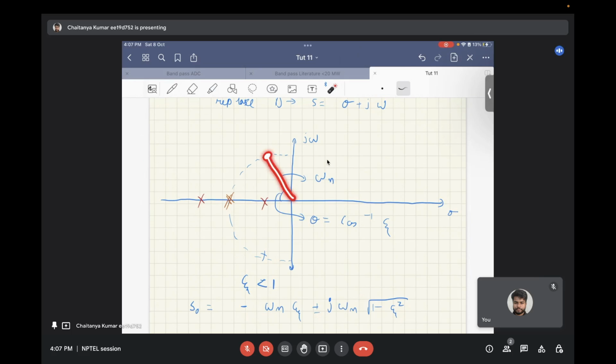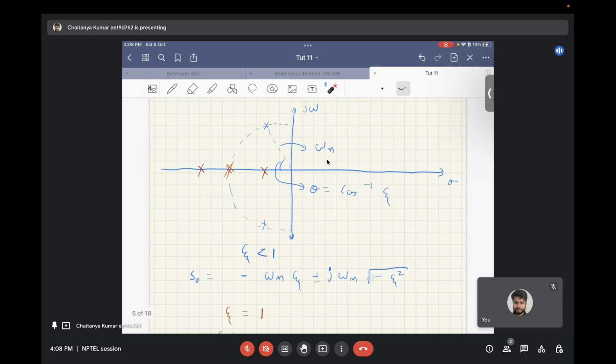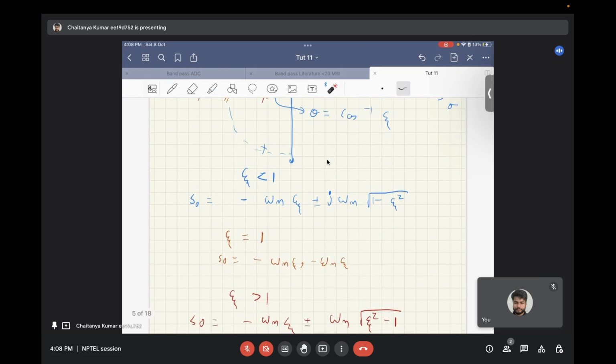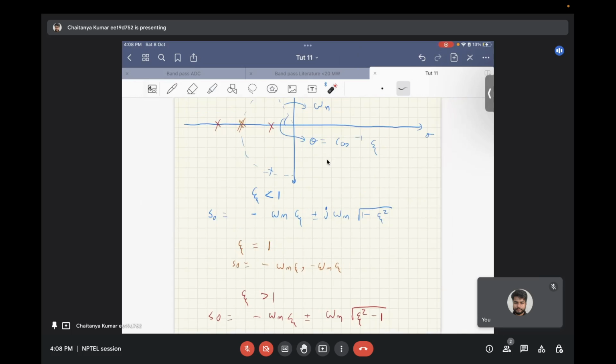So for the underdamped system, if you want to find out the zeta, you can find the angle between the negative real axis and the first pole, and that angle is basically cos inverse of zeta. So from there you can find the value of the damping factor from the pole zero location.